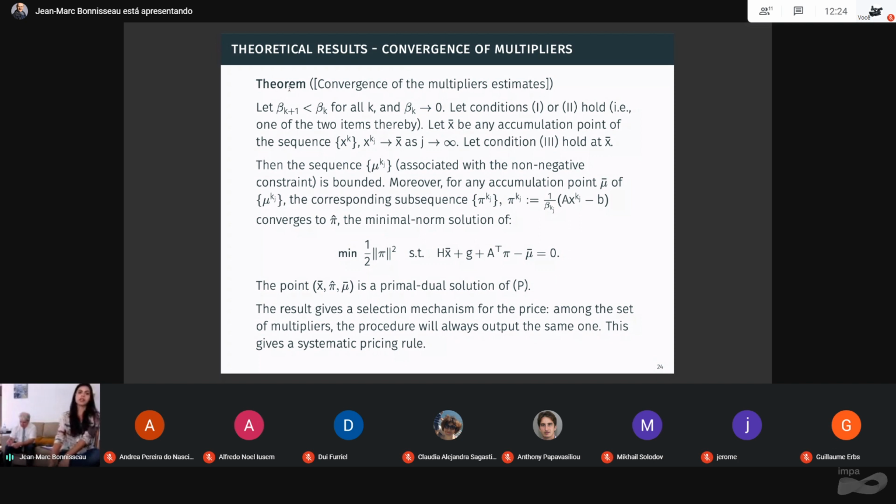So this result gives a selection mechanism for the price. Among the set of multipliers, the procedure will always output the same one. So it's a systematic rule.